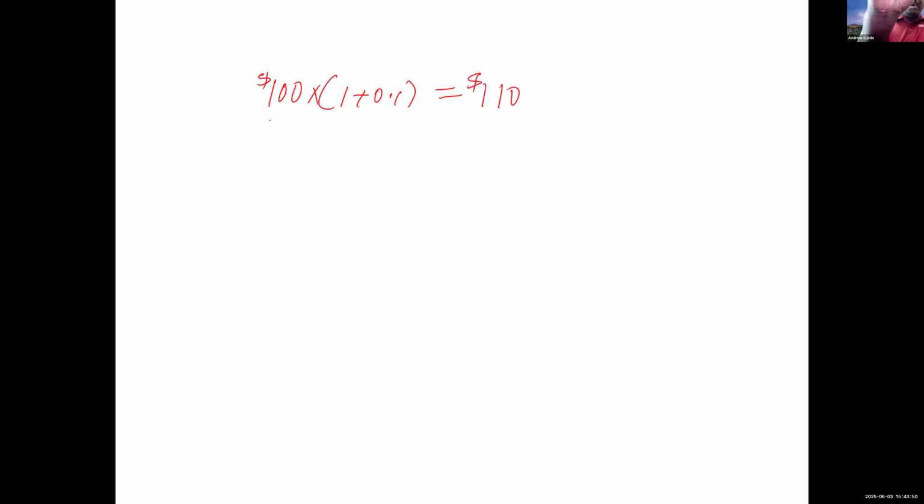If you don't withdraw the money, that means that money gets reinvested automatically. So after year 2, throughout year 2, it's going to grow again to 110 times (1 plus 0.1).